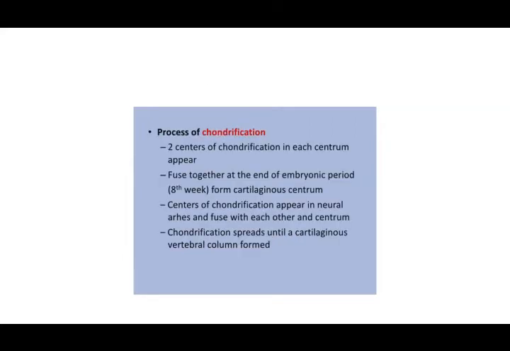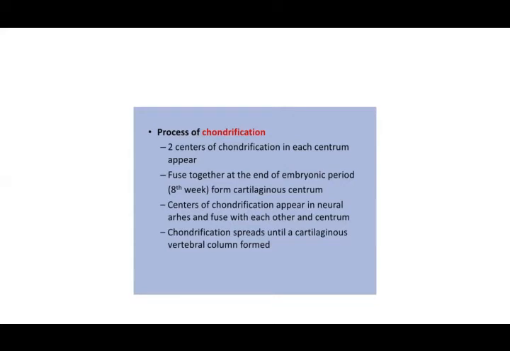Process of chondrification. There are two centers of chondrification in each centrum pair, that is two parts where the cartilage is going to arise. They fuse together at the embryonic period, week 8, and they form the cartilage, the centrum becomes cartilage. Centers of chondrification appear in the neural arches and fuse with each other, and chondrification spreads until a cartilaginous vertebral column is formed.